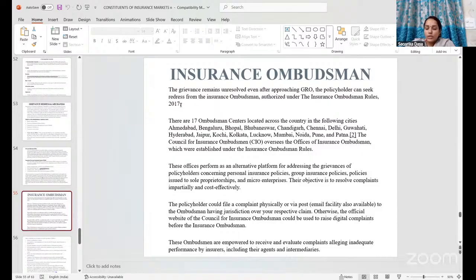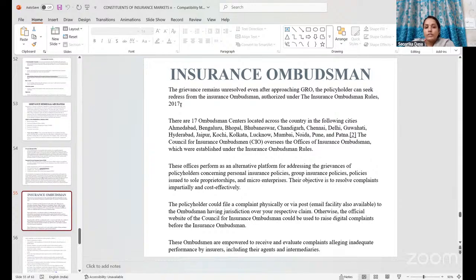If the policyholder is not satisfied with the solution given by the grievance redressal office, then they can go to the insurance ombudsman. There are a total of 17 ombudsman centers located across the country in the following cities: Ahmedabad, Bangalore, Bhopal, Bhubaneswar, Chandigarh, Chennai, Delhi, Guwahati, Hyderabad, Jaipur, Kochi, Kolkata, Lucknow, Mumbai, Noida, Pune, and Patna. These are the ombudsman centers available in the major cities of India.